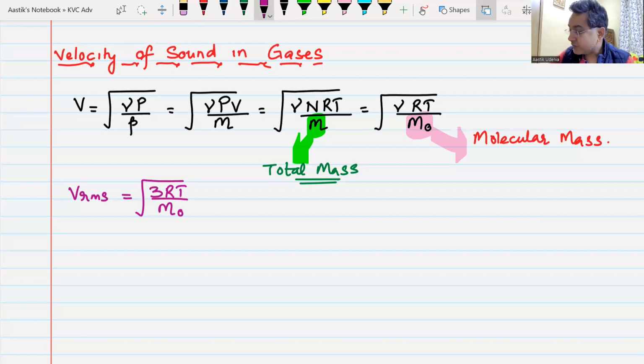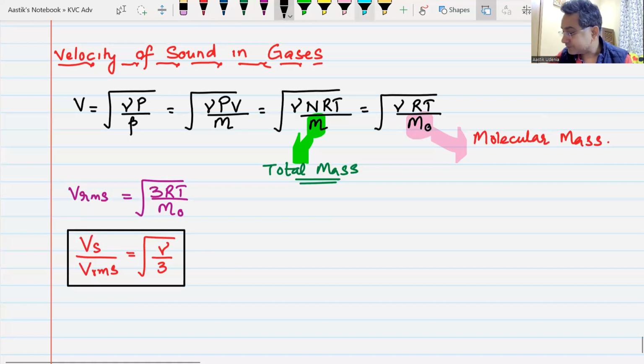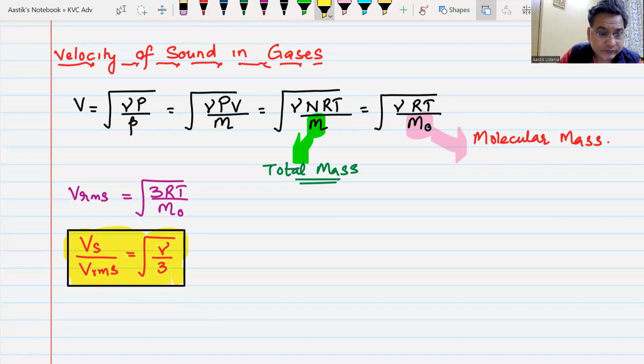Yes or no? So from here you can get the velocity of sound divided by the RMS velocity of gas molecules. If you find out this ratio, it will be equal to root of gamma divided by 3. A very, very important result that you must recollect. Have you noted this down, everyone? Yes, sir.